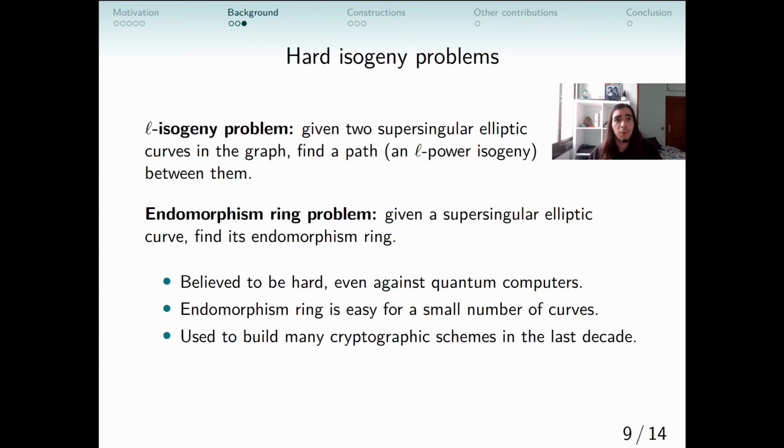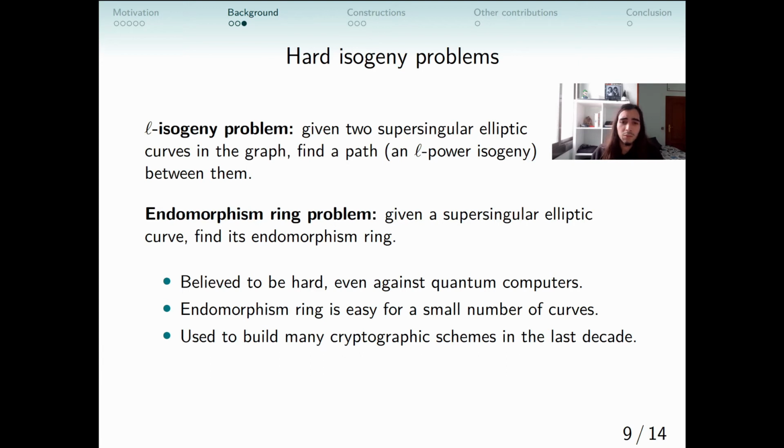Isogenies come with their own set of hard problems which we use in cryptography, and the main one is the L-isogeny problem, which is: given two supersingular elliptic curves in this graph, try to find a path, that is, an L-power isogeny between them. And very related to this, there's the problem of endomorphism ring computation, which is: given an elliptic curve, find its endomorphism ring. These problems are believed to be hard, even against quantum computers. The best known algorithms are exponential or sub-exponential in some cases.